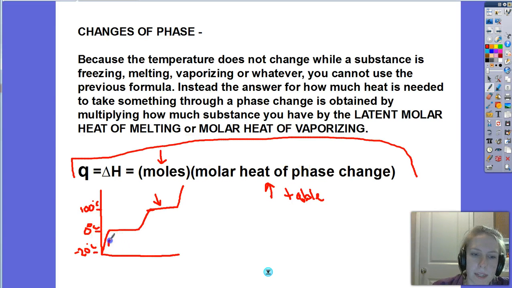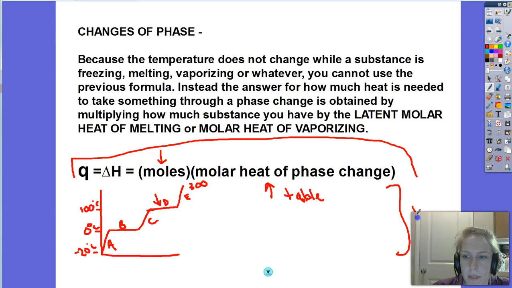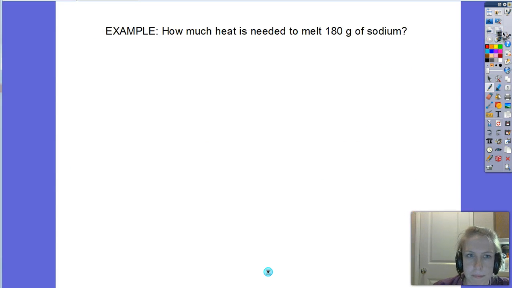So in reality, if we call this section A, this first flat part B, C, D, and E, we would have 5 problems to solve if we had a question that said we went from negative 20 degrees Celsius to, let's say, 300 degrees Celsius. So we would have 5 separate equations, and then we would sum them all up to get our total. So let's check out a problem.